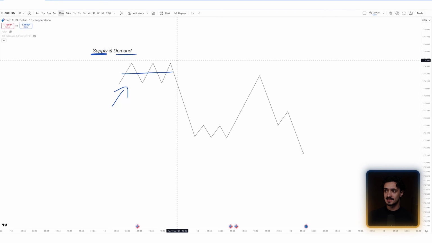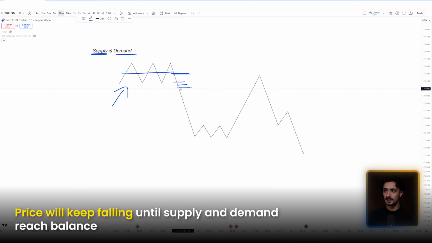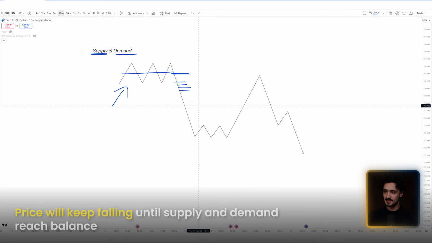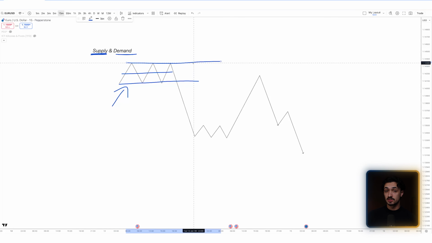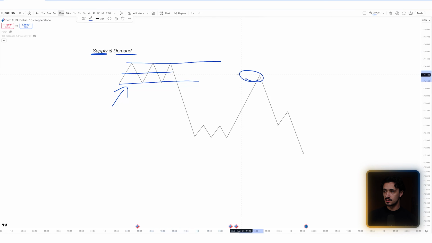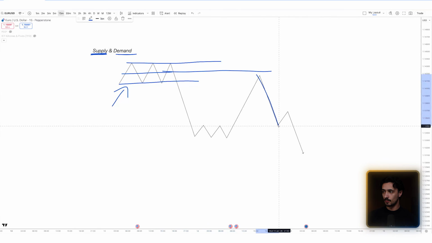In other words, sellers need to go and find buyers. And if there are no buyers at this price point, price will keep dropping until the amount of supply that's entered the market will balance out with the amount of demand. It is literally that simple. And then usually what happens is when you choose the right areas of supply and demand, institutional areas of supply and demand, price will come back to these areas, respect them, and then trade away from them.